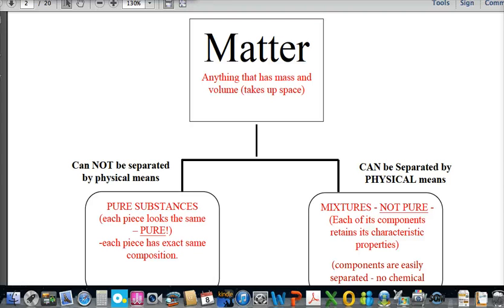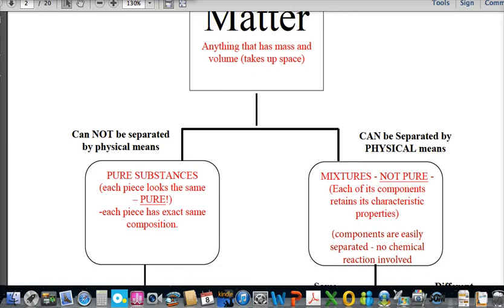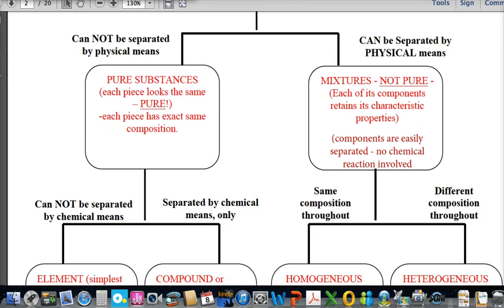And what we have here is what's called a graphic organizer, or in a way a flow chart. It's telling you that all matter can be broken down into two subcategories. On this side, one of the categories would be pure substances, and pure substances cannot be separated by physical means. We'll explain what we mean by physical means in a second. The other subcategory of matter would be mixtures, and mixtures can be separated by physical means.